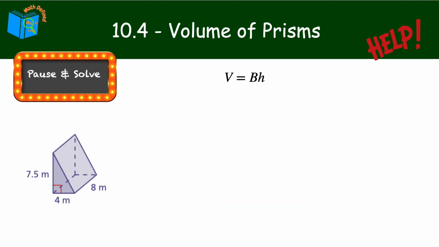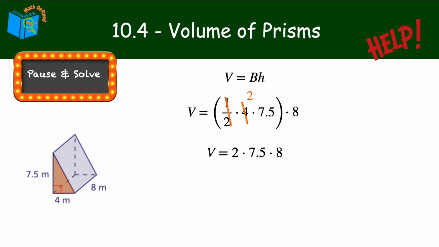Pause and solve this one. Be careful, the base of this prism is not a rectangle. Okay, are you ready to check your work? First, find the area of the triangular base, 1/2 times the base times the height of the triangle, and then multiply it by the height of the prism, 8 meters. Now we just multiply. First, we'll simplify 1/2 and 4, and then multiplying the remaining dimensions, we get a volume of 120 meters cubed.